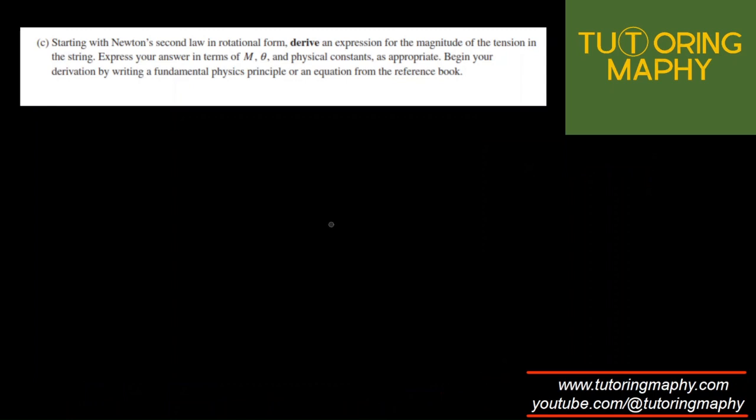Starting with Newton's second law in rotational form, derive an expression for the magnitude of the tension in the string. Express your answer in terms of m and theta, and begin your derivation by writing a fundamental physics principle or an equation. So we are going to say that the net torque is going to be 0. That's Newton's second law in rotational form.